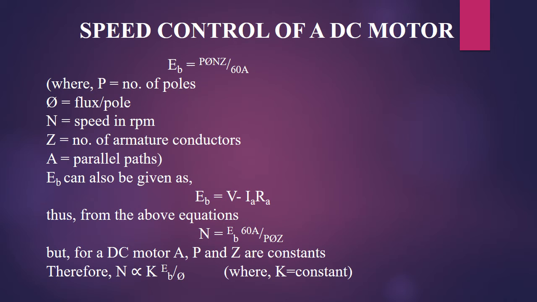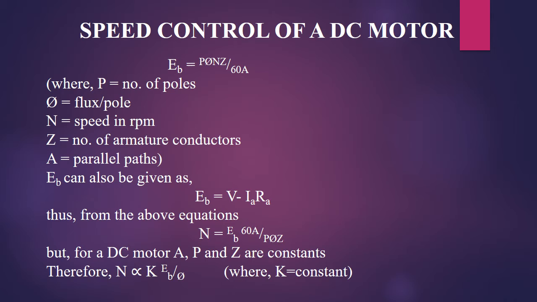Speed control of a DC motor. The principal advantage of the DC motor is that its speed can be changed over a wide range by a variety of simple methods. In fact, fine speed control is one of the reasons for the strong competitive position of DC motors in modern industrial applications.